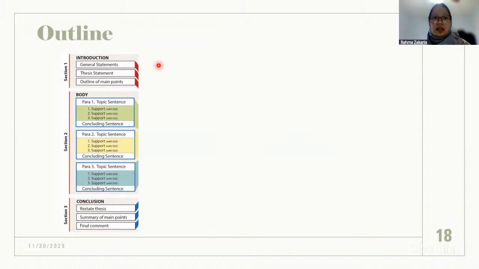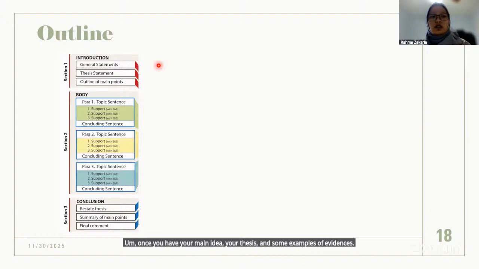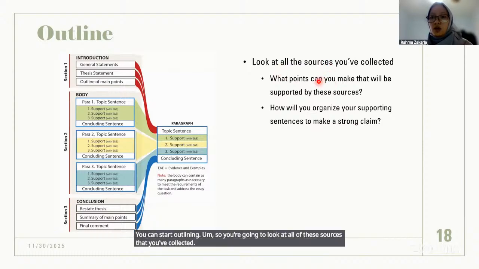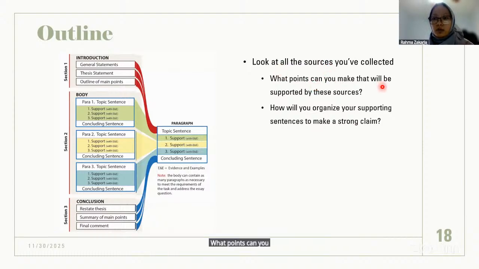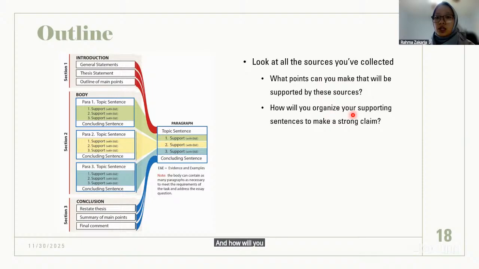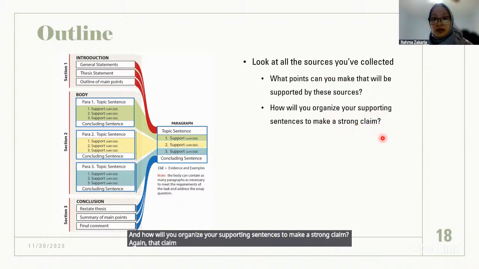Okay. So looking at this structure, once you have your main idea, your thesis, and some examples of evidence, you can start outlining. So you're going to look at all of these sources that you've collected. What points can you make that will be supported by these sources? And how will you organize your supporting sentences to make a strong claim? Again, that claim will be your thesis statement.